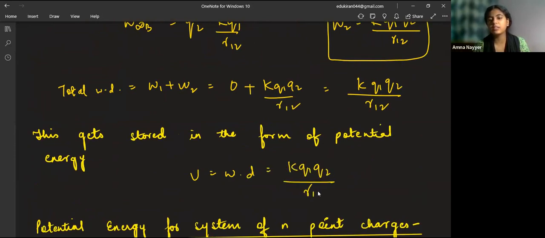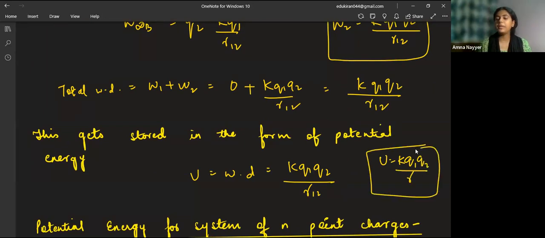So what is the general formula of potential energy? K Q1 Q2 divided by R. I am repeating: formula for electric force using Coulomb's law, K Q1 Q2 by R square. Formula of electric field, KQ by R square. Then formula of potential, KQ by R. Formula of potential energy, K Q1 Q2 divided by R. These are all the generalized formulas which you need to understand.